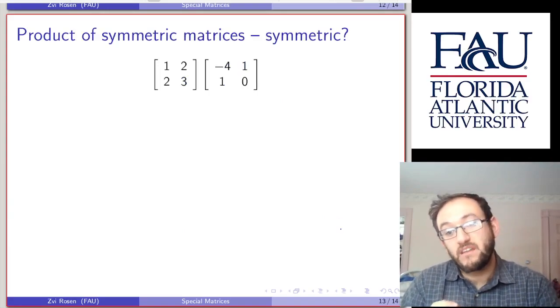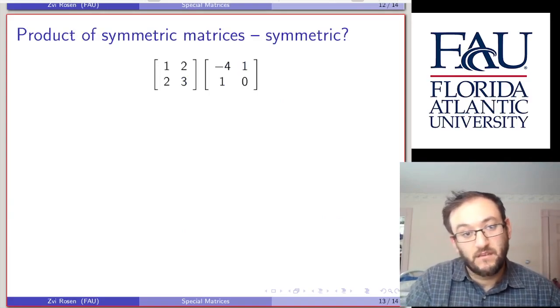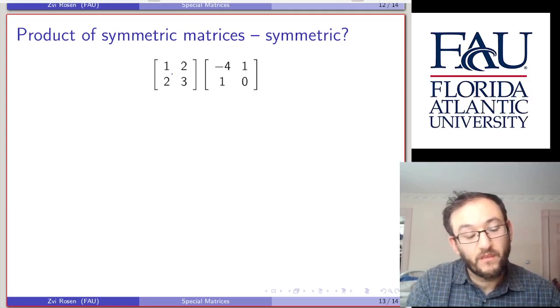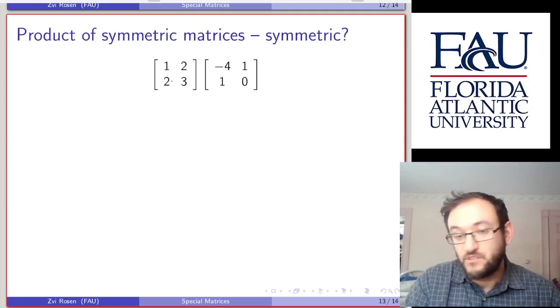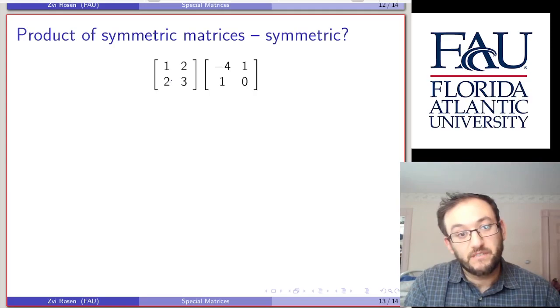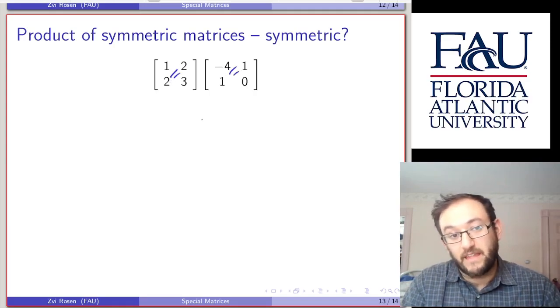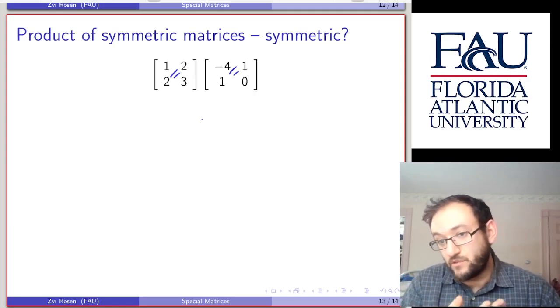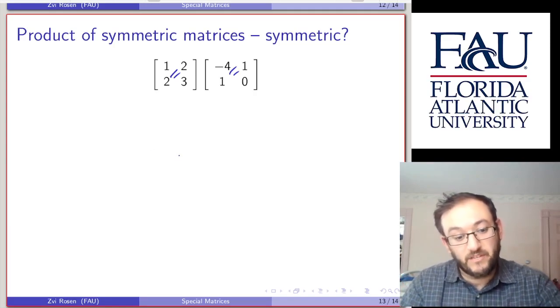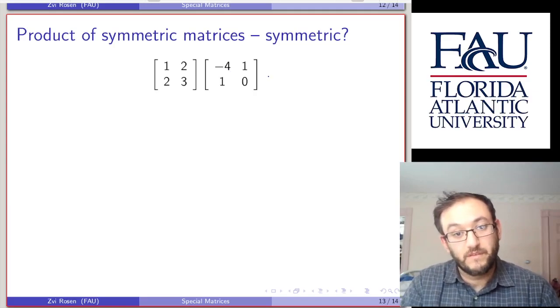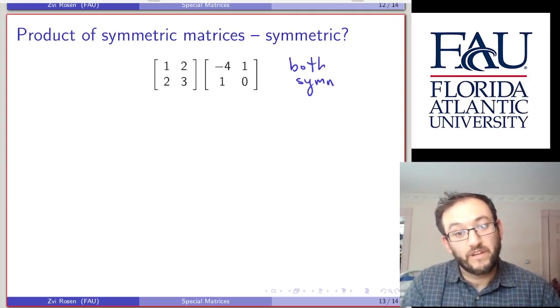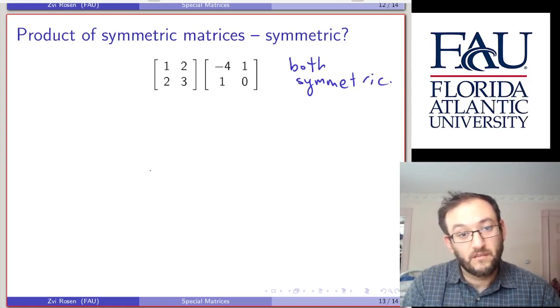How about a product of symmetric matrices? Well, these two, you can check, are symmetric matrices, right? This is equal to that, and this is equal to that, and the diagonal entries don't affect anything, so these are perfectly symmetric. So both symmetric. And what happens when we take the product?